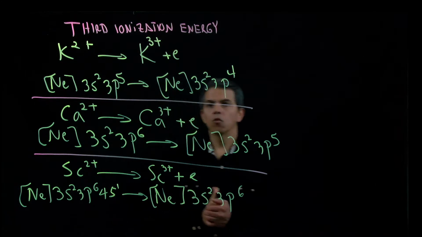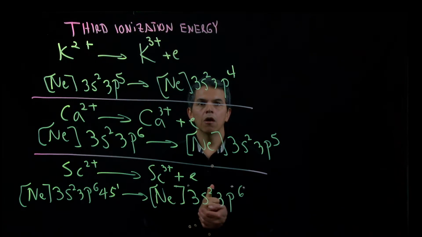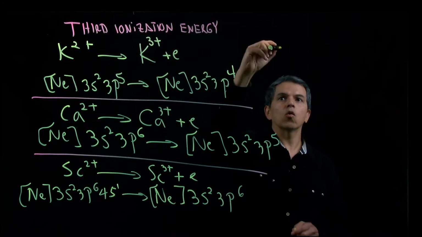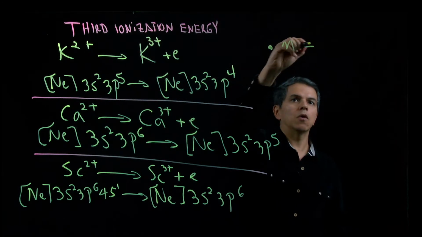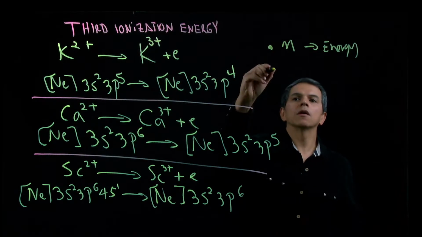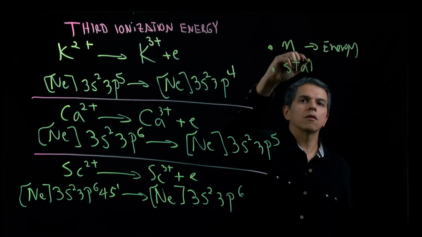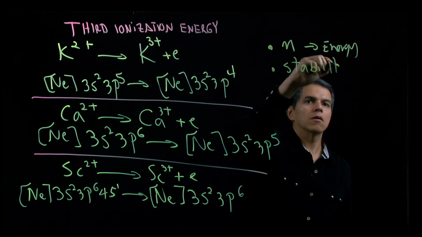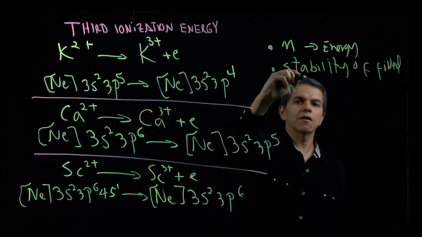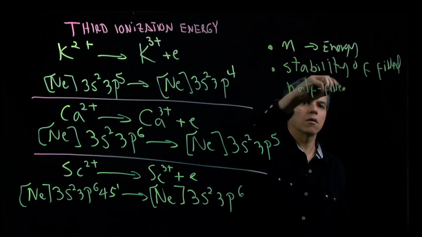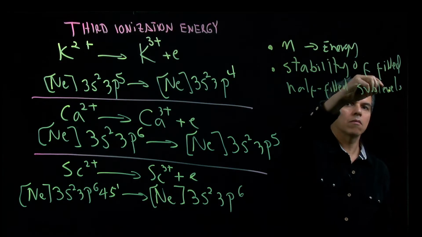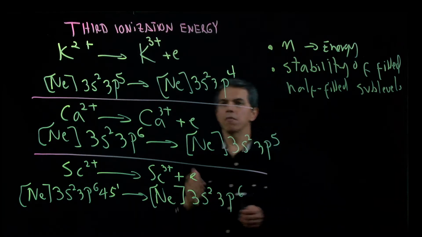So in order to determine which one is the lowest third ionization energy, we will take into consideration two factors. The one factor will be the quantum number n, which involves energy, and the second factor will be that involving the stability of filled or half filled sublevels. So let's see what I mean by that.